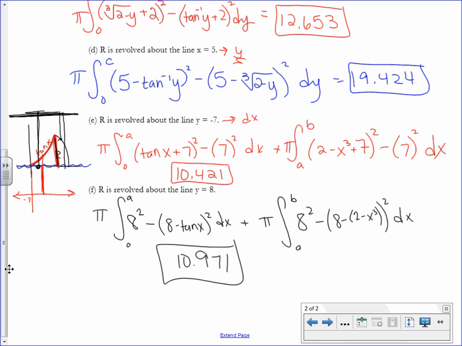And that is revolving around horizontal and vertical lines. Long story short, everything's still the same. Outer radius squared minus inner radius squared. But now to get to the outer and the inner radius, you are finding the difference of the axis of rotation and the curves themselves.